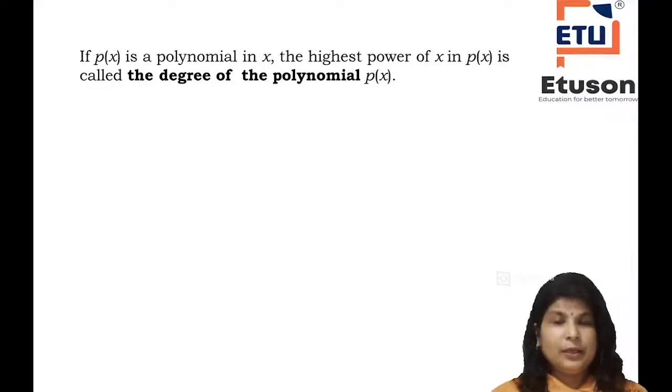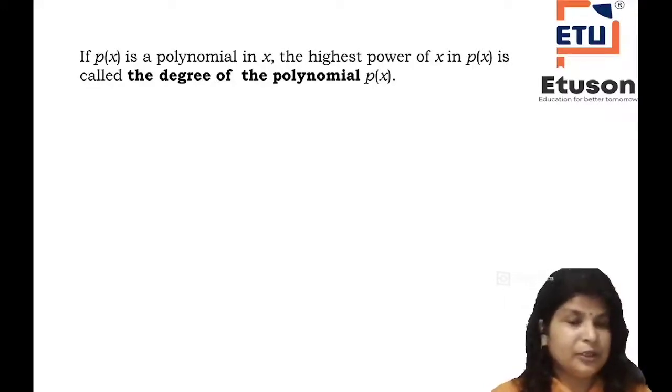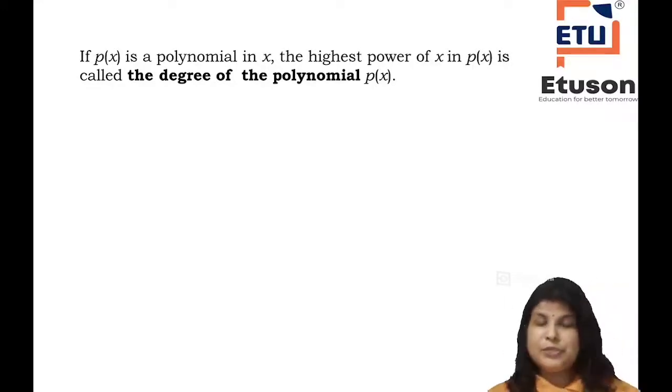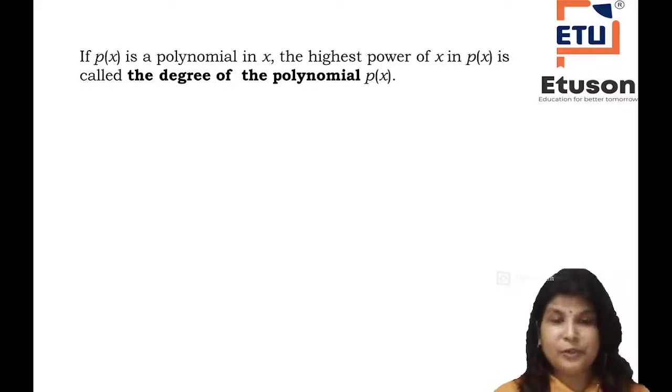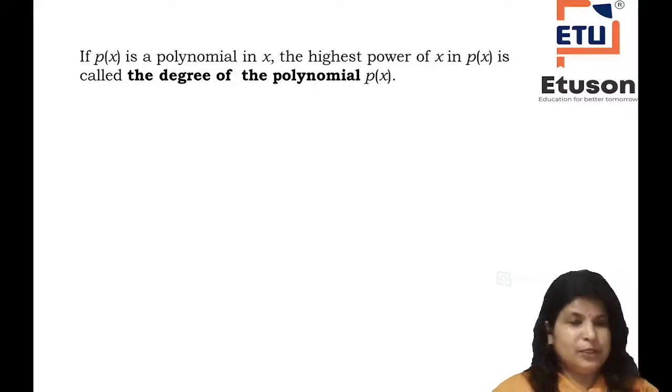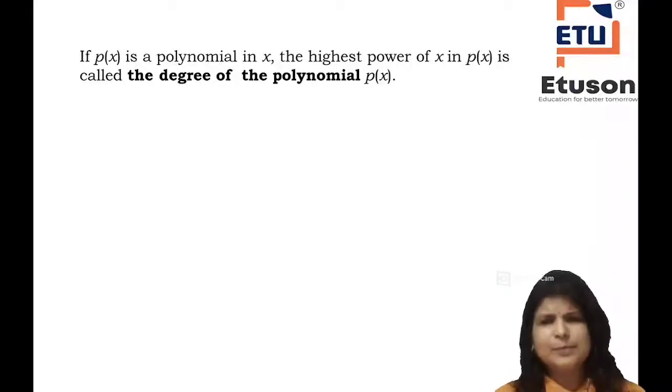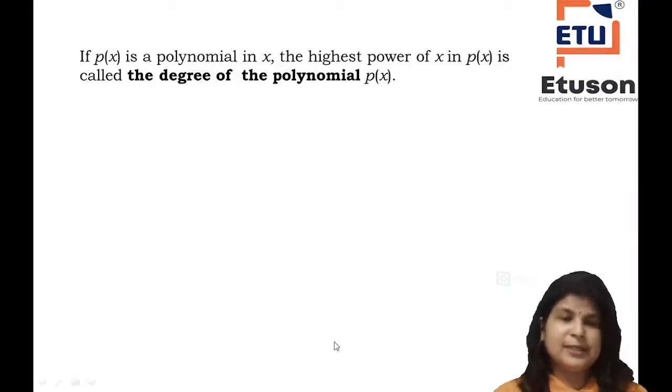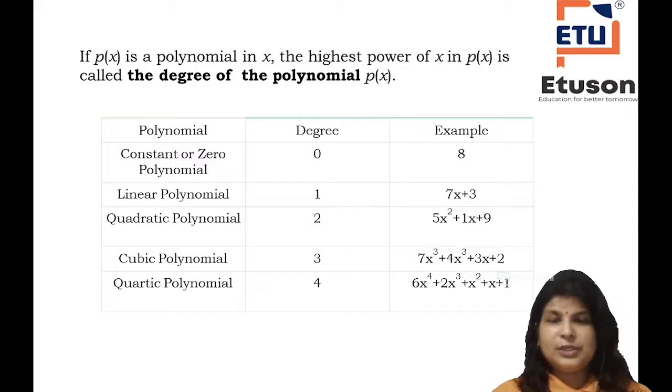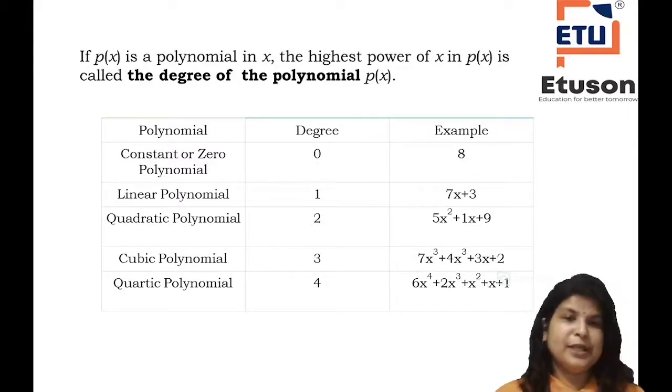So in class 9 you have already understood how to find the degree of a polynomial. So nothing new here. If p(x) is a polynomial in x, the highest power of x in p(x) is called the degree of the polynomial. Correct, children? So it's very clear to you. So this is the classification of the polynomial based on its degree.